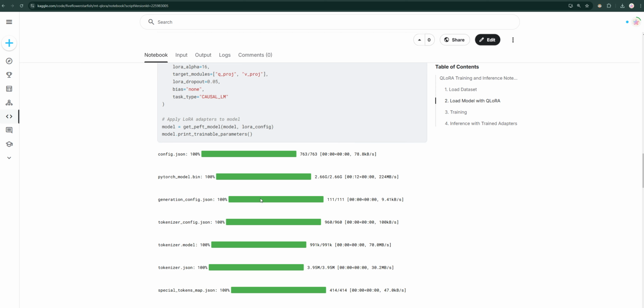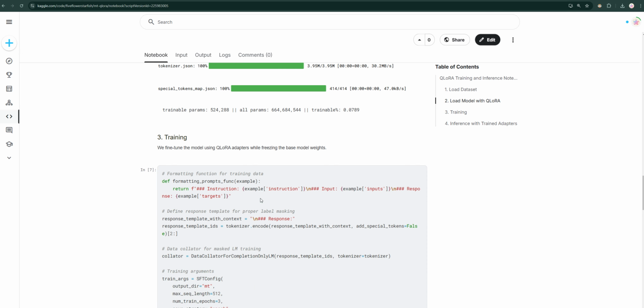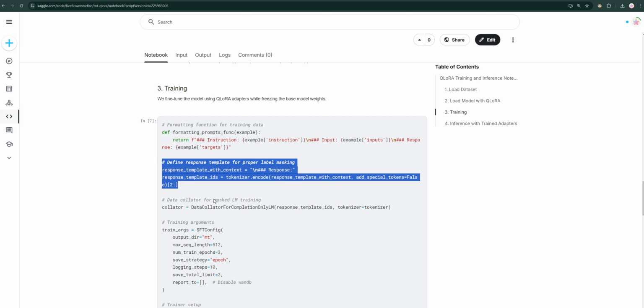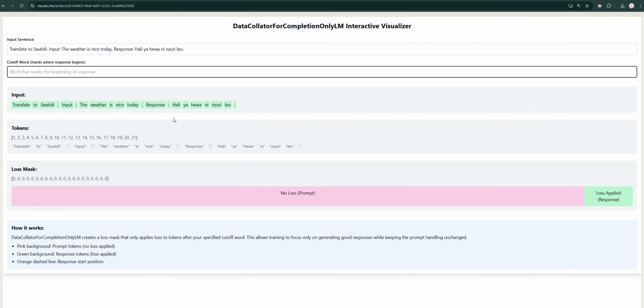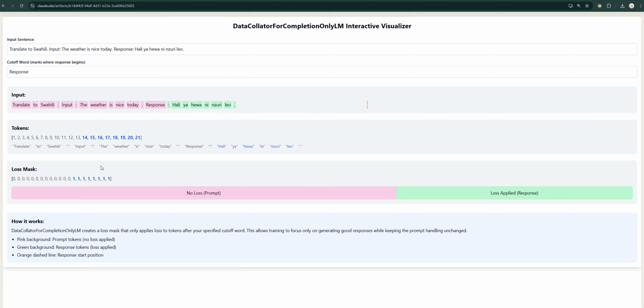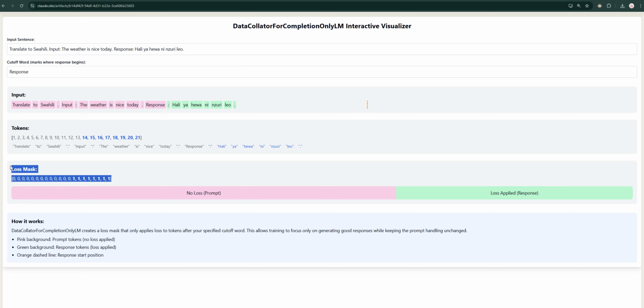The next trick in the bag is completion-only learning. When you're fine-tuning a language model for translation, a common issue is that the model wastes energy trying to learn both the input and the output. But really, we only care about the translation part. So, with completion-only learning, we set up our training so that the model focuses solely on generating the translation. We do this by defining a special marker in our training examples, something like response, and then we only calculate loss for the tokens that come after that marker.